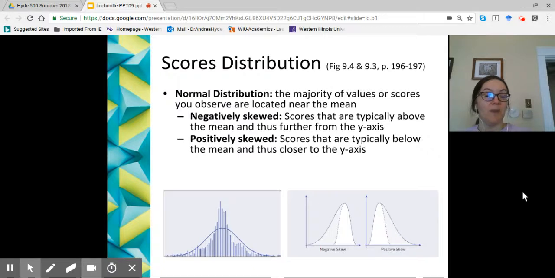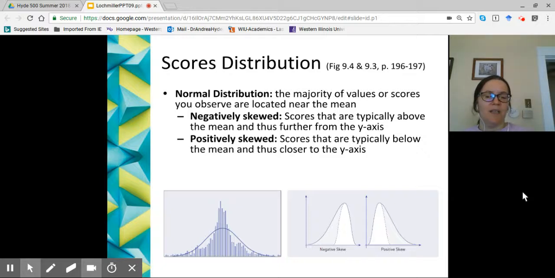So this is more meaningful with images, I suppose. If you look at pages 196 and 197 in your text, you'll see figures 9.4 and 9.3. I sort of reversed the order there so that you can see the normal distribution. Most scores are going to fall in the middle, and when you're talking about standard deviations, one in either direction might be expected. The ones on the tails are things that we don't expect.